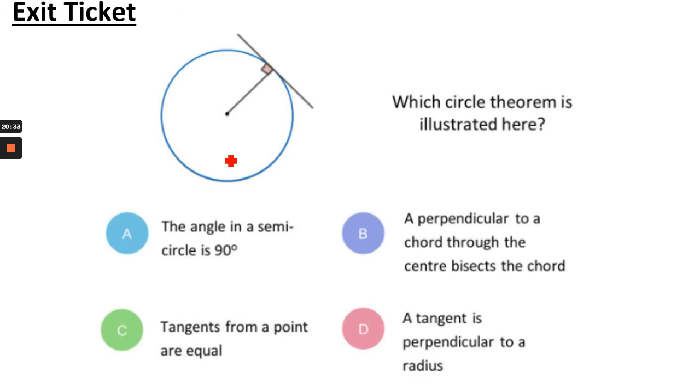The last one. A tangent and a radius meet at 90 degrees. So a tangent is perpendicular to a radius. Well done for listening. Go away, revise those facts. You need to learn them off by heart, and the more fluent you are at them, the easier these questions become.